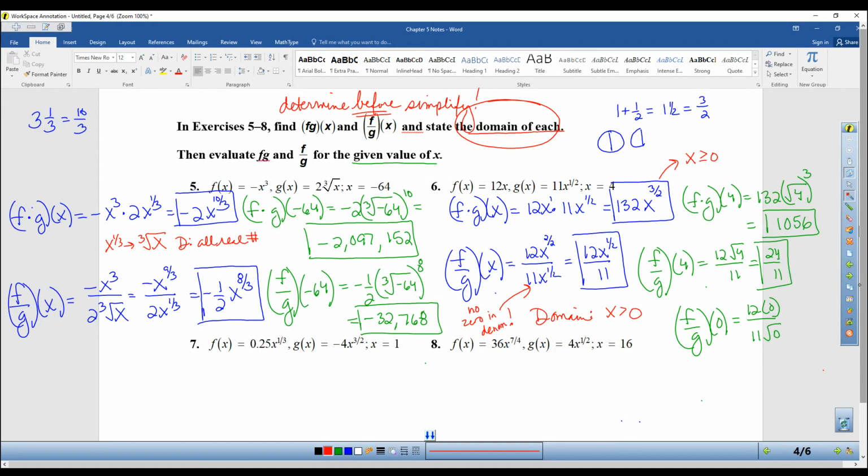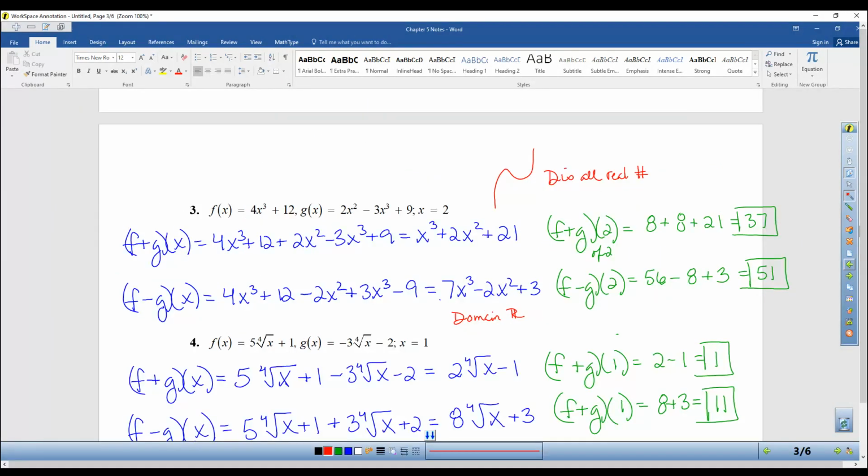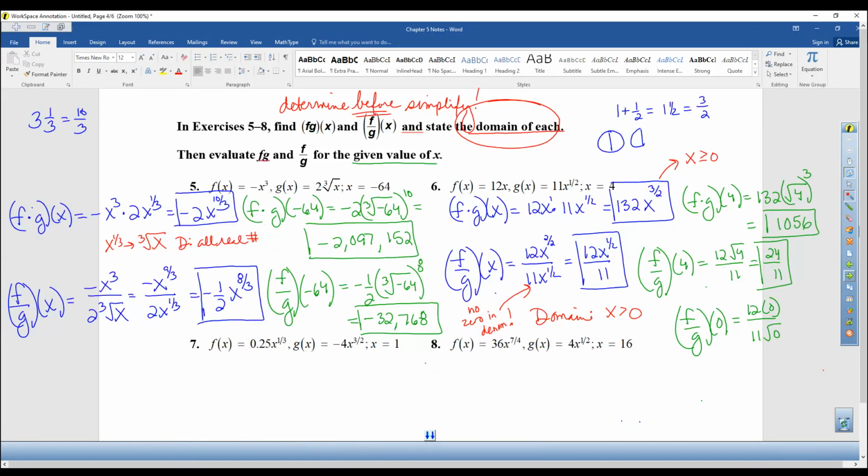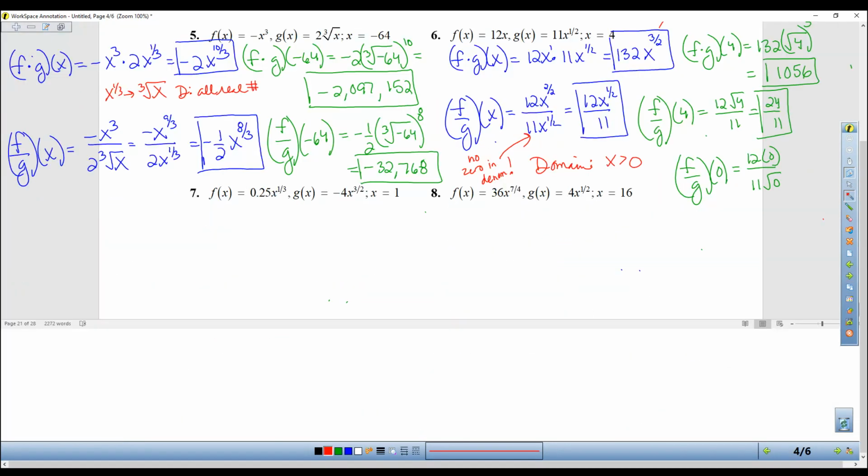And of course, we didn't have that problem on the last page because there were no denominators. So this is something new. Okay, we have 2 more of these. I'm going to start way over here again to make sure I have enough room. f times g of x is 0.25 x to the 1/3 times negative 4 x to the 3/2.